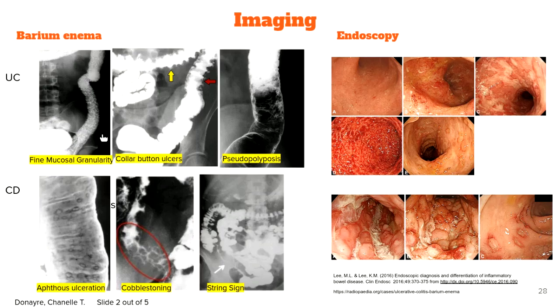For our imaging techniques, we use modalities to visualize the IBD. First, the barium enema, in ulcerative colitis and Crohn's disease. In barium enema, there is fine mucosal granularity. Here, the yellow arrow would be collar button ulcers, and also the pseudopolyposis here. For these, you can see the aphthous ulcerations, which was discussed a while ago, cobblestoning, and the ring sign.